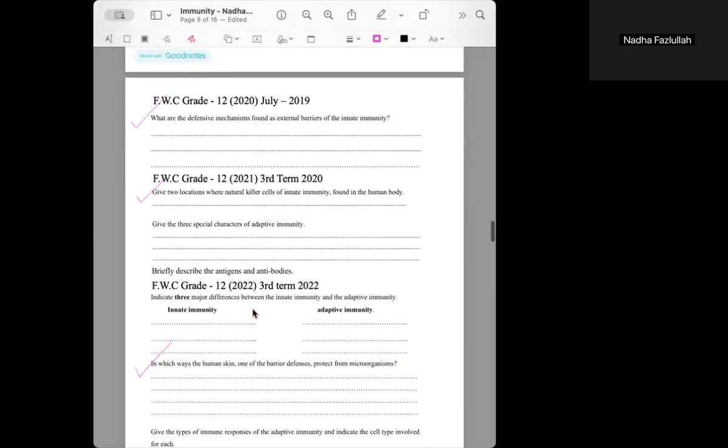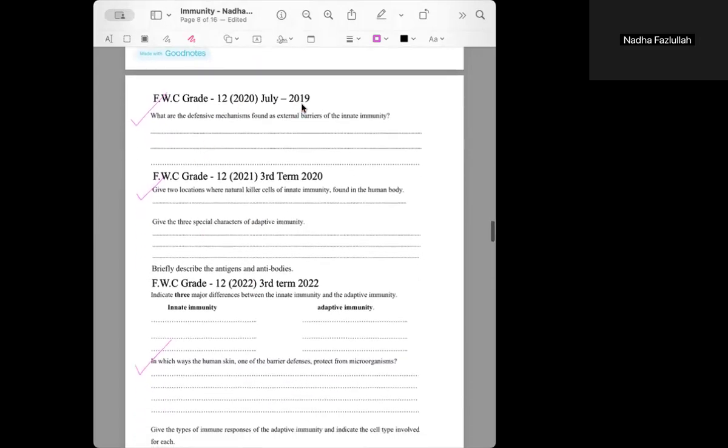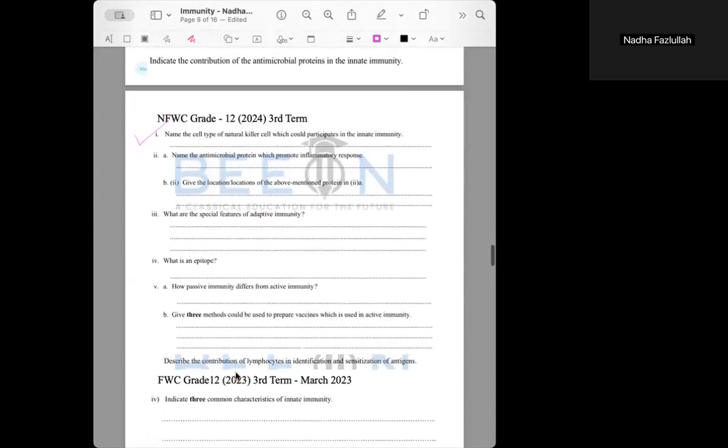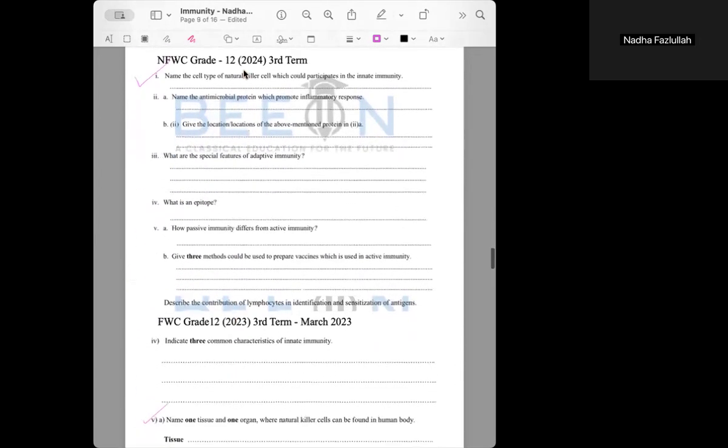Then in the structured essays, 2020 July 2019, this question, and then the 2020 third term question. Then in 2022 third term, the second structured question about skin. Then the next page, 2024 third term, first question.